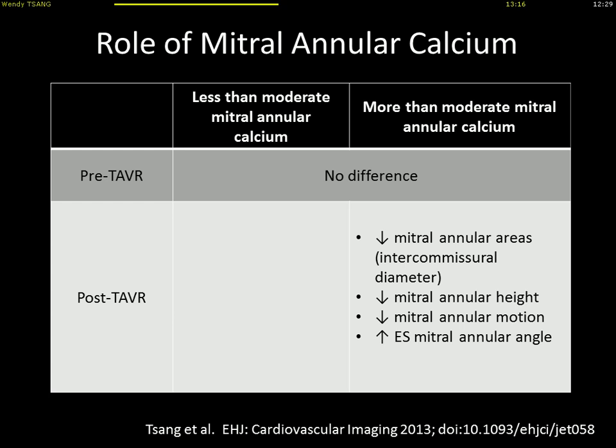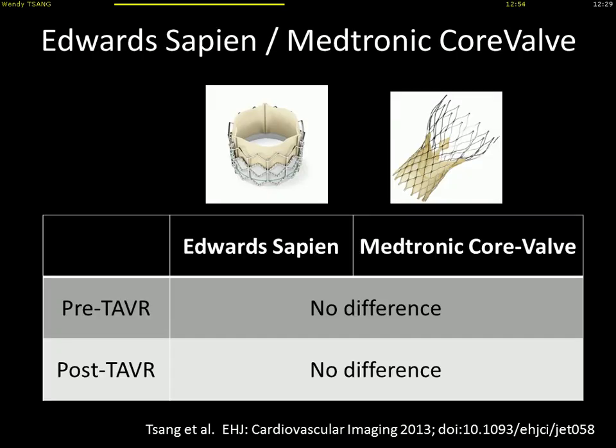And we found that patients who had mild or less versus more or severe annular calcium, in our pre-TAVR measurements, there was no difference. So it wasn't because of mitral annular calcium, but the actual calcium in the fibrous continuity. After TAVR, though, the mitral annular calcium actually did have an effect and made all of the dimensions smaller. And did the valve type actually make a difference? Now, these numbers were small, but no, it didn't affect our pre or post-TAVR mitral annular measurements.